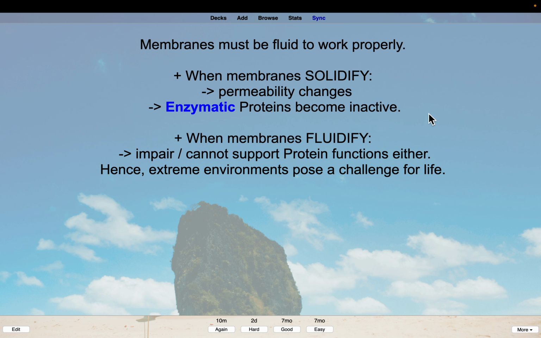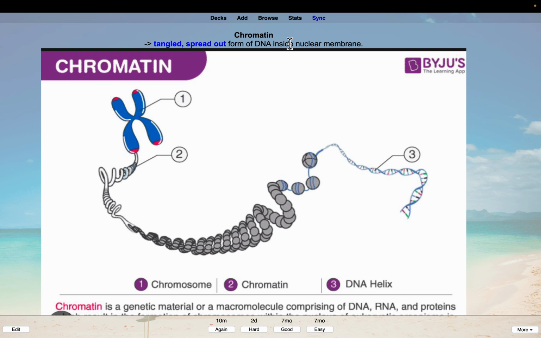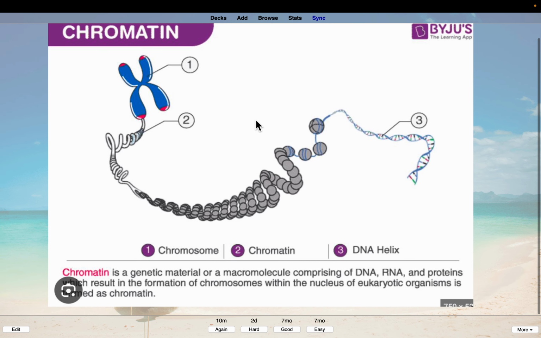Chromatin. It's the detangled and spread out form of DNA inside a nuclear membrane. So this is a DNA helix. Chromatin is over here. Chromosome is the entire thing, I believe.